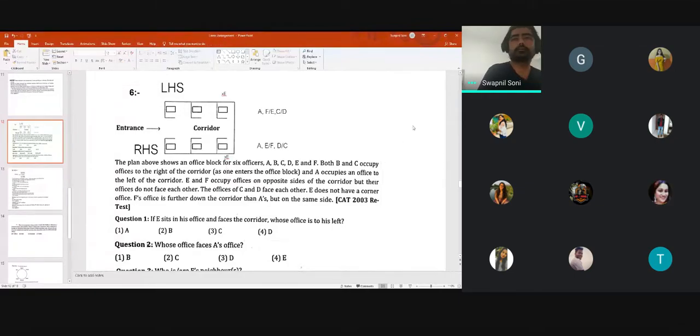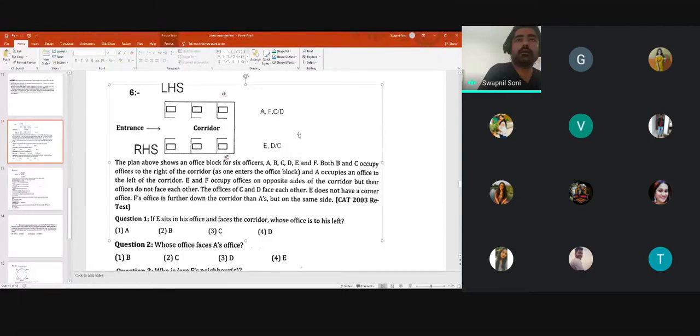Or over here. So either E can take this position, or over here, and we don't exactly know where A is. And if you look at the last statement, it says F's office is further down the corridor than A's, but on the same side. So we know that F is on the left hand side, so I can remove A from here and remove F from here.